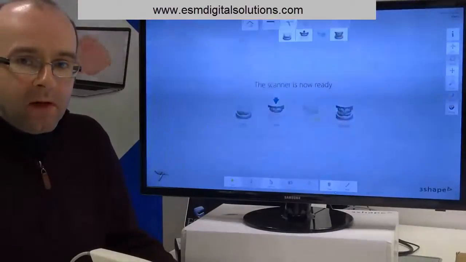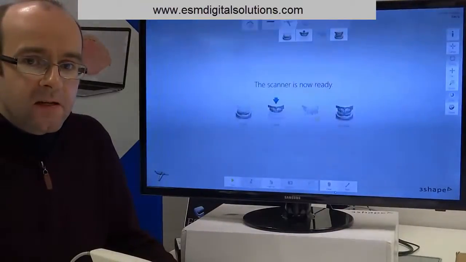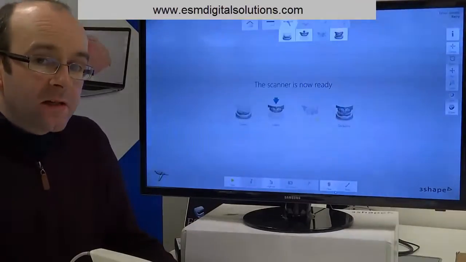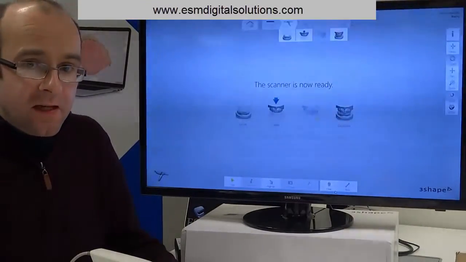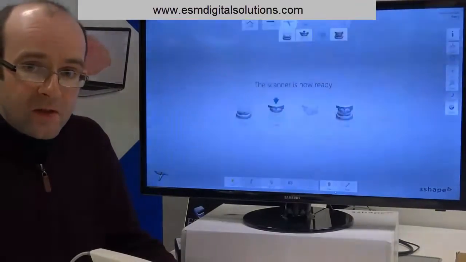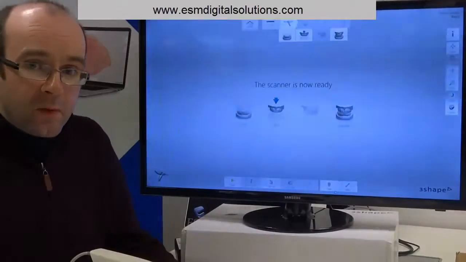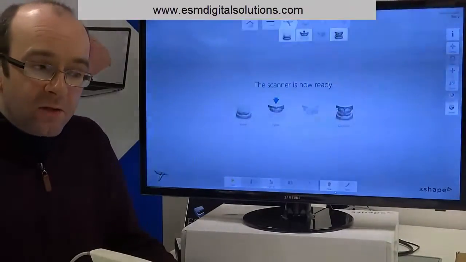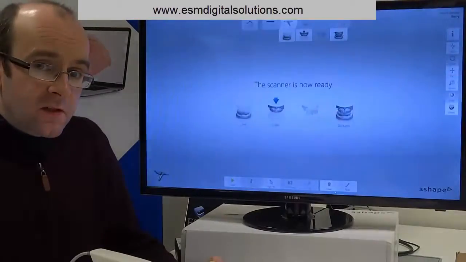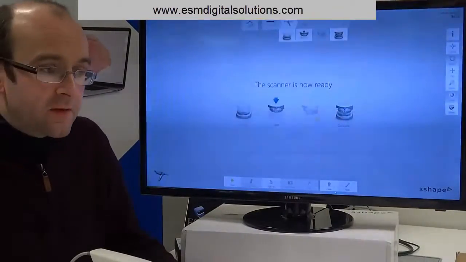When scanning for implant cases, the scan process is generally a two-stage scanning process. The first stage is to capture the emergence profile and proximal contacts, and the second stage is carried out with the scan flag inserted into the implant body. The purpose of that is to illustrate to the CAD software on the lab side exactly where the implant is so that an accurate restoration can be developed.